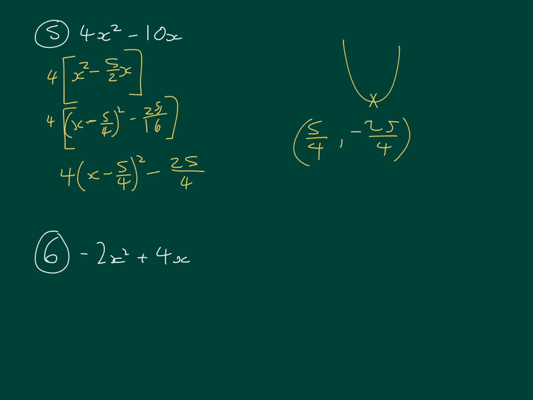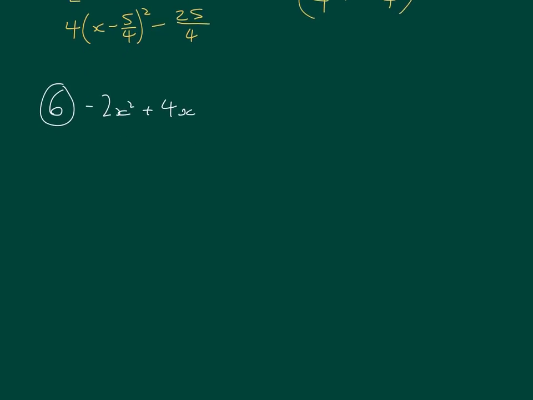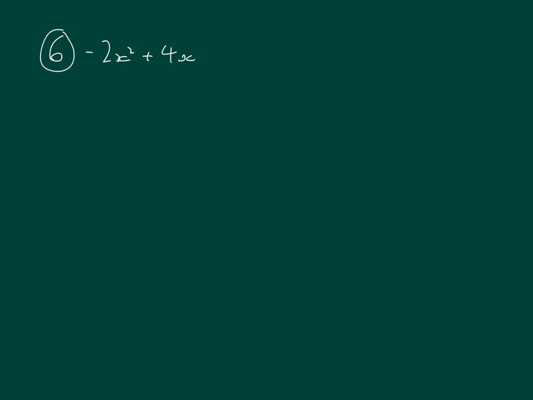The final one is a negative quadratic, which is going to look like this. And we're going to find this coordinate here by completing the square. We find the coordinate of the turning point. So the method's the same.